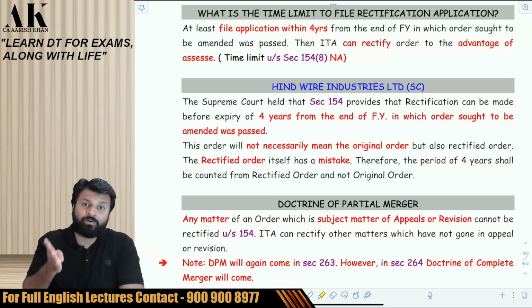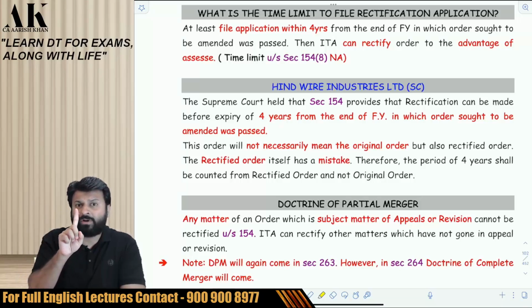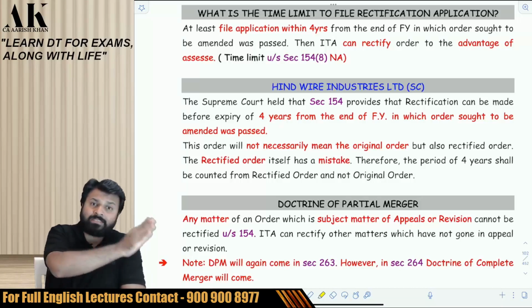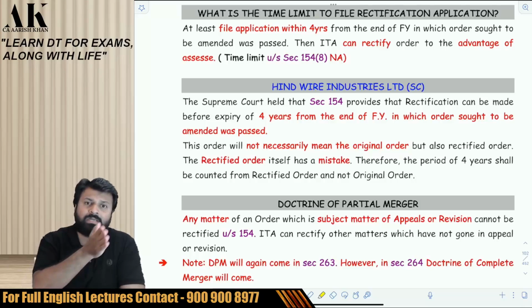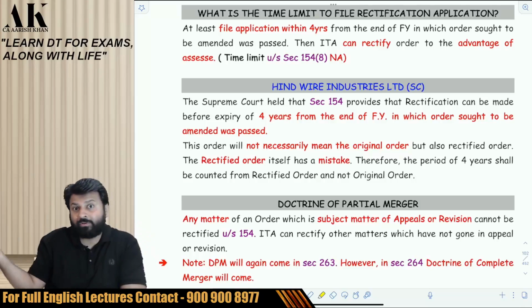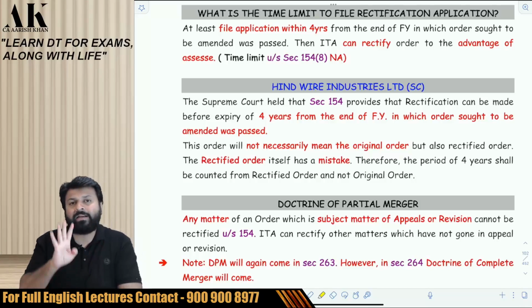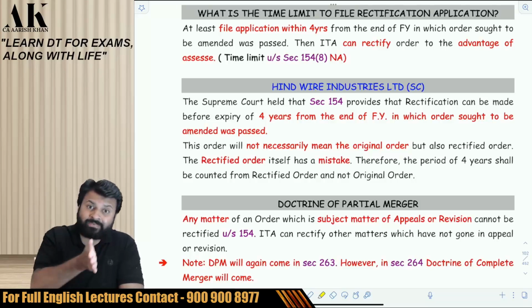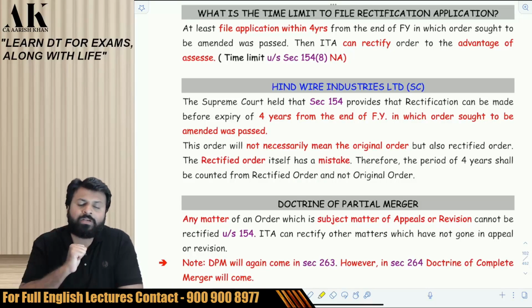The time limit of 4 years to make an application will start from the second order or will start from the first order? The first order was the assessment order in which there were mistakes. The assessee made an application to rectify one of them, the AO rectified. Then the assessee made another application to rectify the second mistake in the assessment order. So the question is, will the time limit of 4 years be counted from the original order or from the revised order? The Supreme Court in this landmark judgment has held that the time limit of 4 years will be counted from the rectified order, and the assessee will get 4 years from the rectified order to file another application, and not from the original order. This is what is given in this particular judgment.